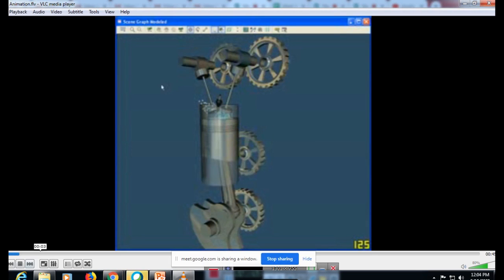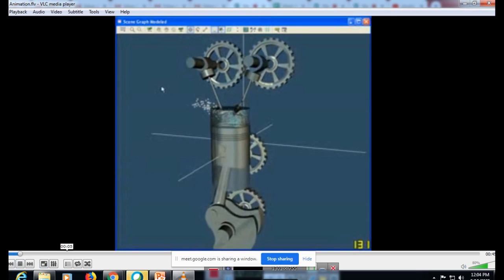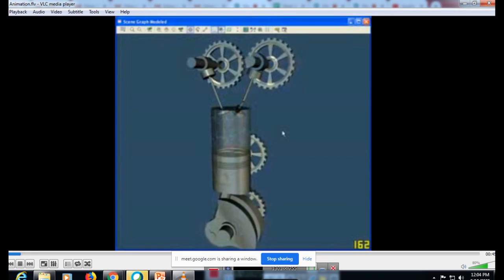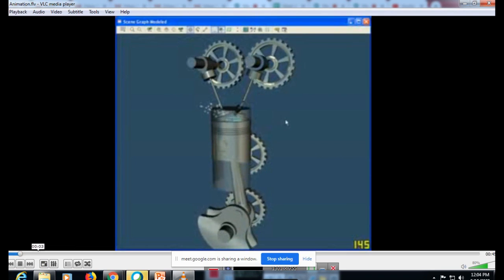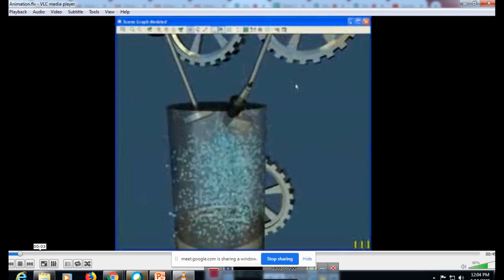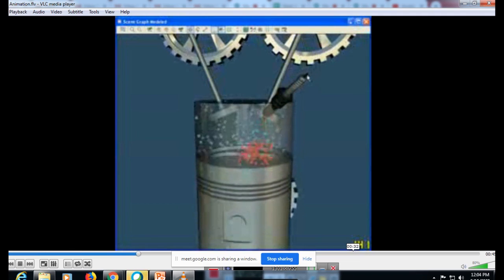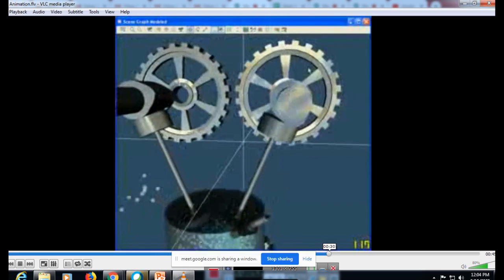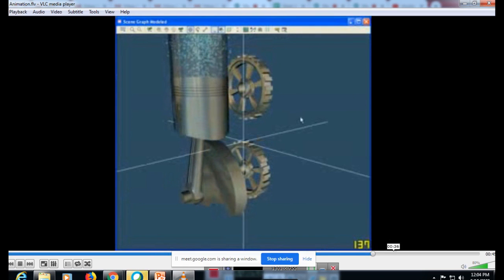This is a normal arrangement that you have already seen, the piston cylinder arrangement. The piston is going to reciprocate, and automatically the crank is going to rotate there. You already know these things, so just watch the animation.